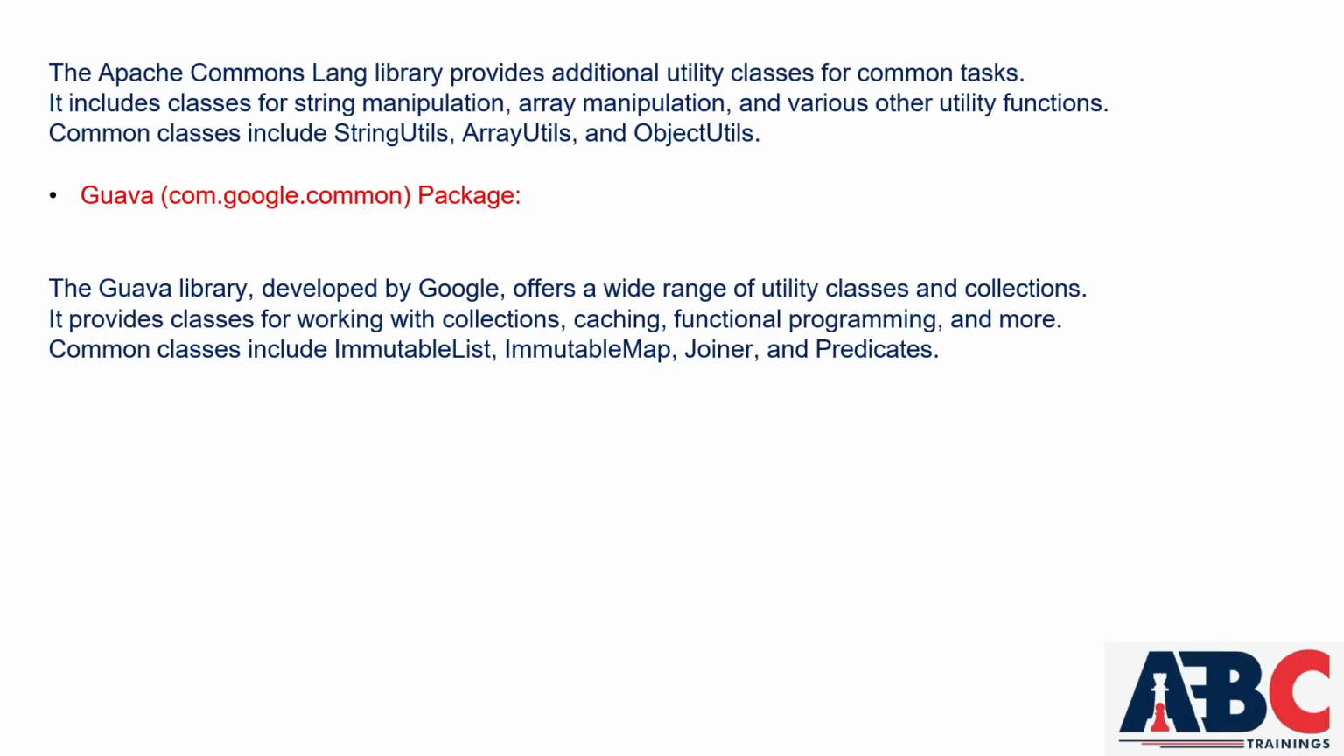Next is Guava. The Guava library, developed by Google, offers a wide range of utility classes and collections. It provides classes for working with collections, caching, functional programming, and many more. The common classes include ImmutableList, ImmutableMap, Joiner, and Predicate.